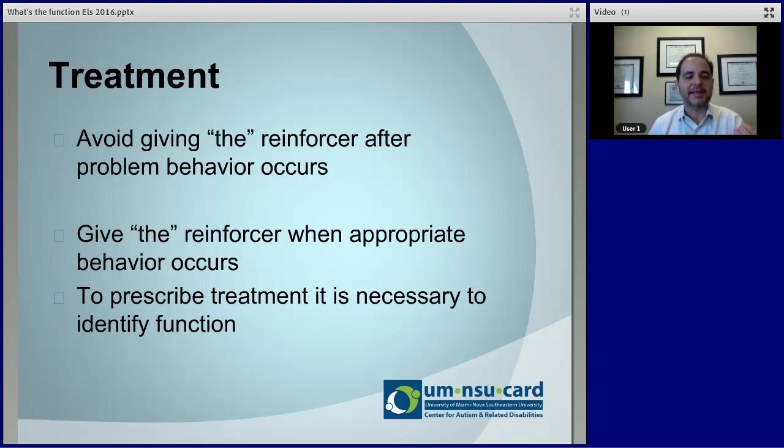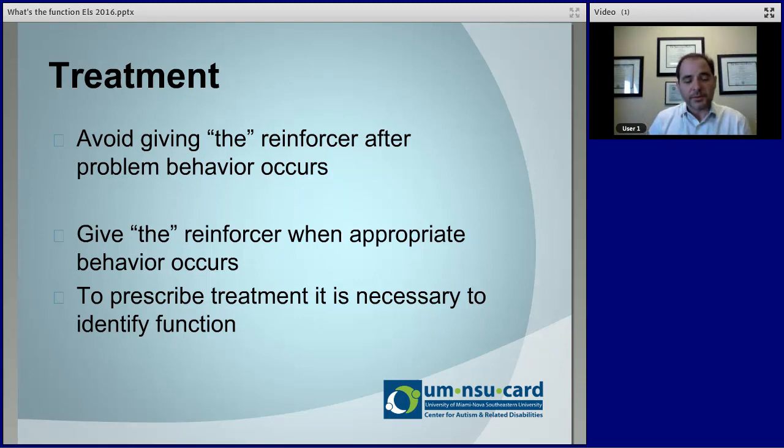And then the interesting thing is that we take the reinforcer, right? And we stop giving it to problem behavior, and then we give it to an appropriate behavior. This is sort of the Robin Hood approach, right? Take from the rich, give to the poor. We're going to take from problem behavior, and we're going to give to appropriate behavior.